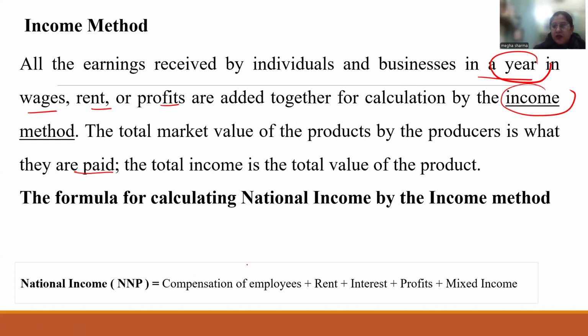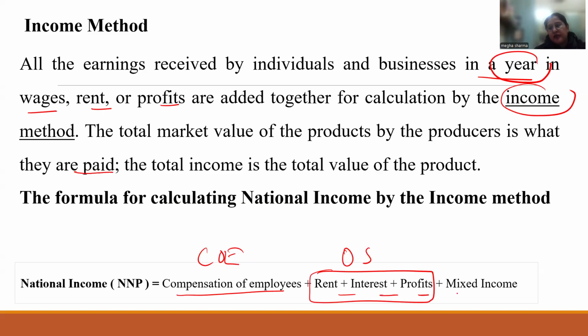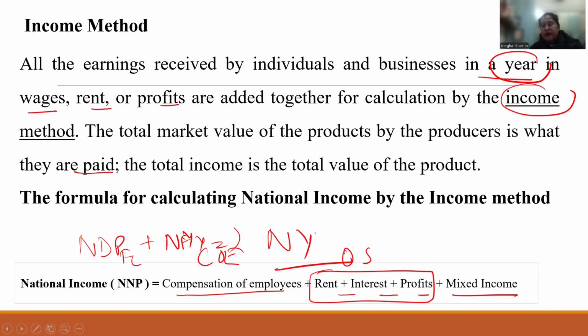So there are three main components for calculating the national income, that is national income at factor cost. First is compensation of employees. I'll be using COE for the same. For operating surplus, we have rent, interest, and profit. And the third component is mixed income. So when all these components are added up, we arrive at NDP at factor cost. And when we add net factor income from abroad to it, we come to national income. National income is calculated after this.